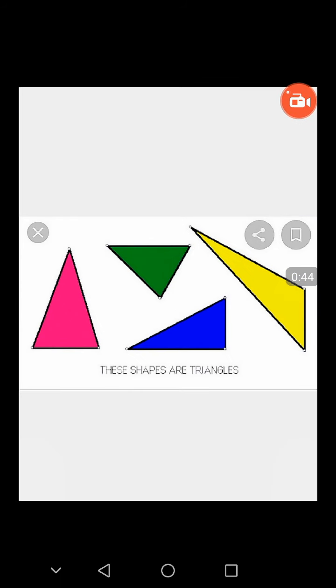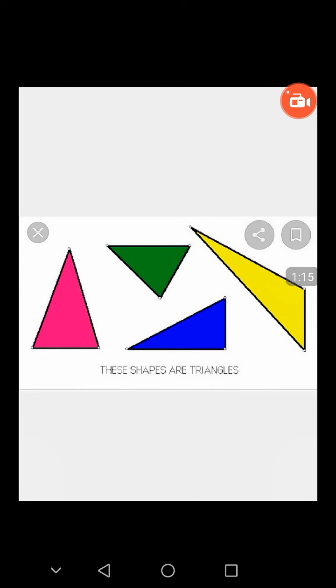Triangle. A triangle is a shape or a part of two-dimensional space. It has three straight sides and three vertices. The three angles of a triangle always add up to 180 degrees. It is a polygon with the least possible number of sides. Triangles are shaped with three sides.